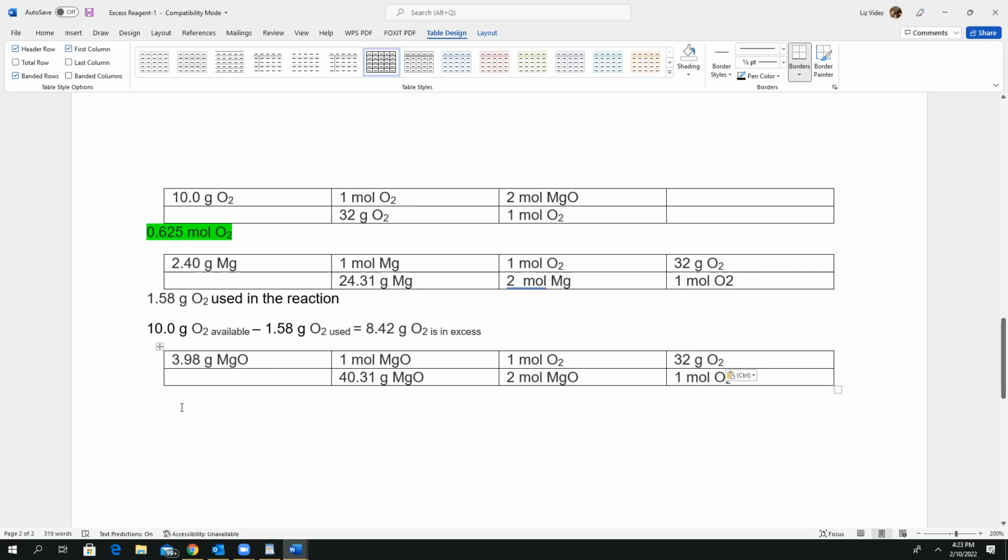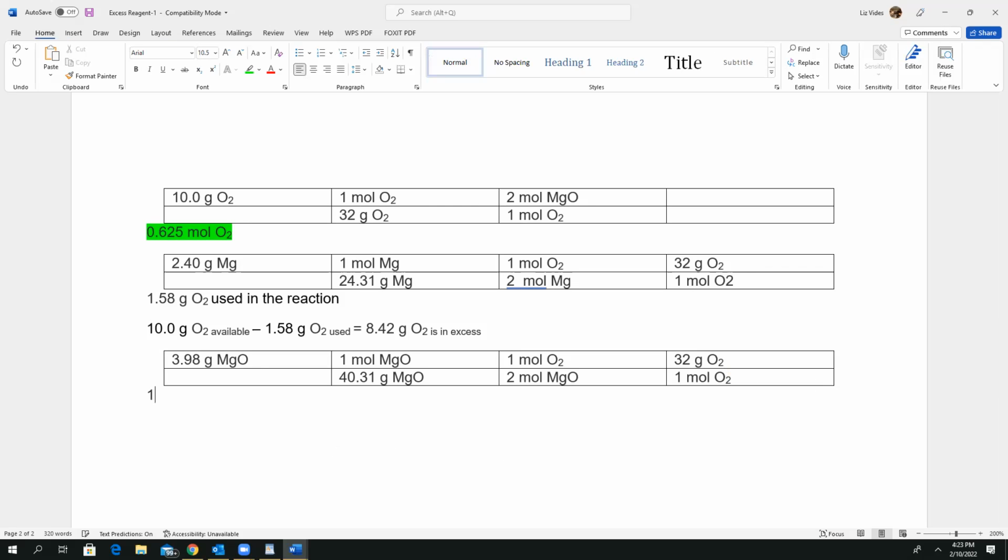You see that? So we can always count on doing it either way. 1.58 grams of O2 used in the reaction. And so either one works. And you still do this to figure out the excess right here.